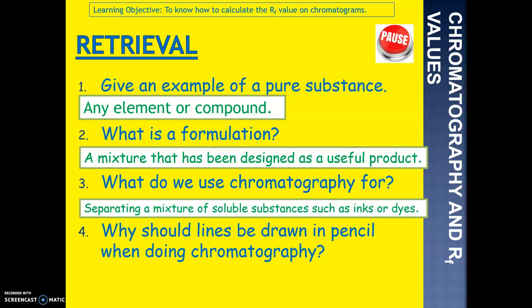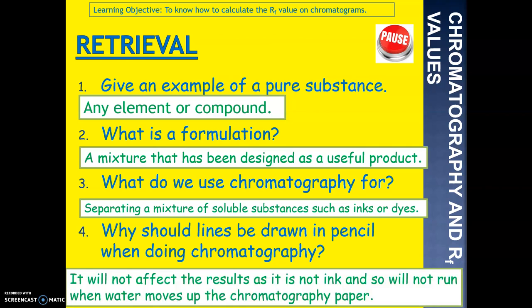So this is taking a step back to Key Stage 3. This is so that the pencil will not affect the results, as it is not ink and will not run when water moves up the chromatography paper by capillary action. So give yourself a mark out of 4 for that, guys. Excellent if you got 4. 3, very well done. 2, good. 1, let's add in the improvements just there.